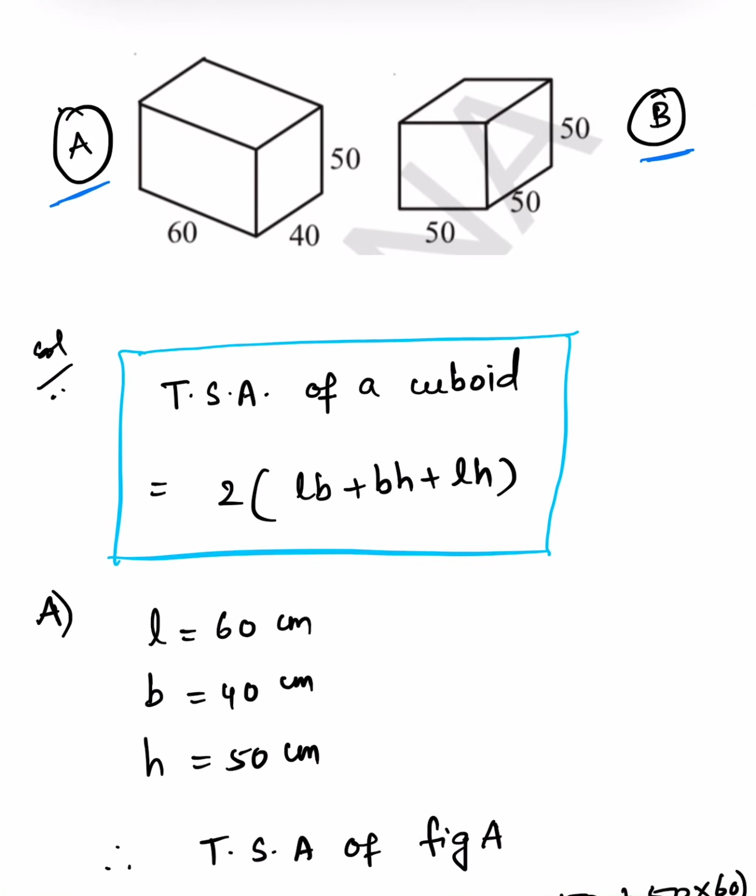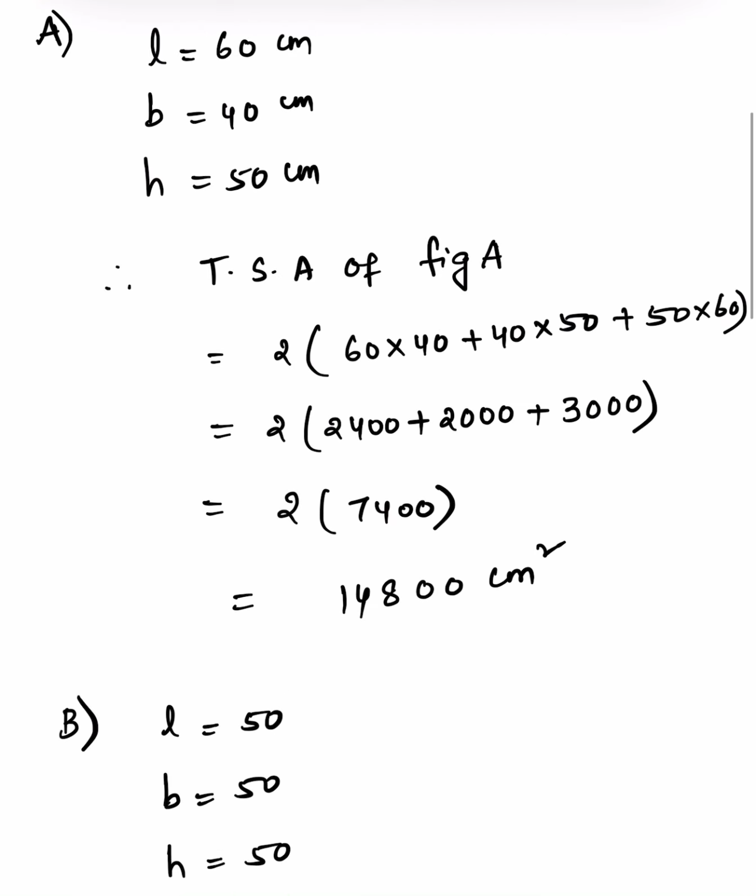So, what is the formula for total surface area of a cuboid? TSA of a cuboid is 2 into LB plus BH plus LH. So, here for figure A, let us calculate the TSA. L equal to 60 centimeters, B equal to 40 centimeters, H equal to 50 centimeters. So, what is the TSA of figure A? It is 2 into 60 into 40 plus 40 into 50 plus 50 into 60. That is equal to 2 into 2400 plus 2000 plus 3000, which is equal to 2 into 7400, which is equal to 14,800 centimeter square. This is the TSA of figure A, total surface area.